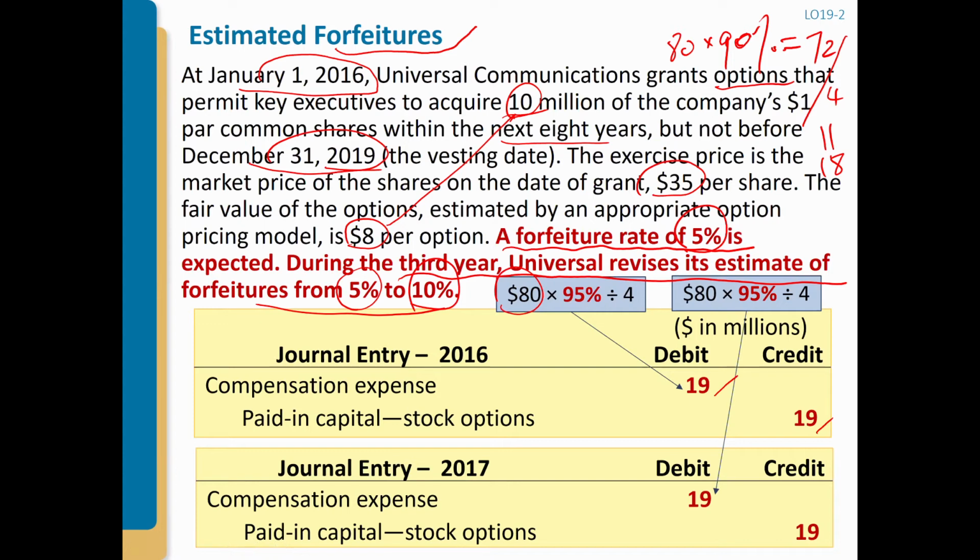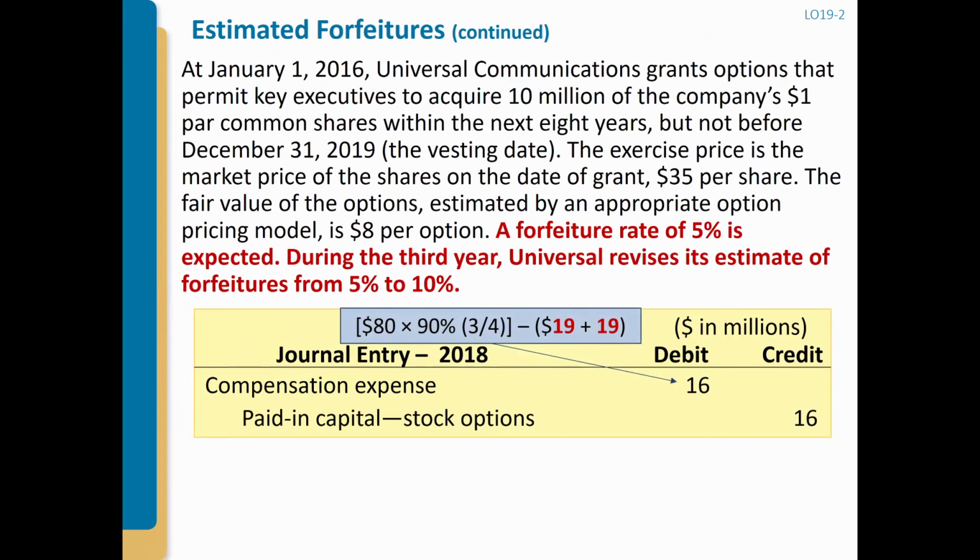So what we're going to do in the year 2018, the third year. Remember, it should be 18, but in the first year you over-recognized by 1, and in the second year you recognized another 1. So now in this third year you recognize 16 only.